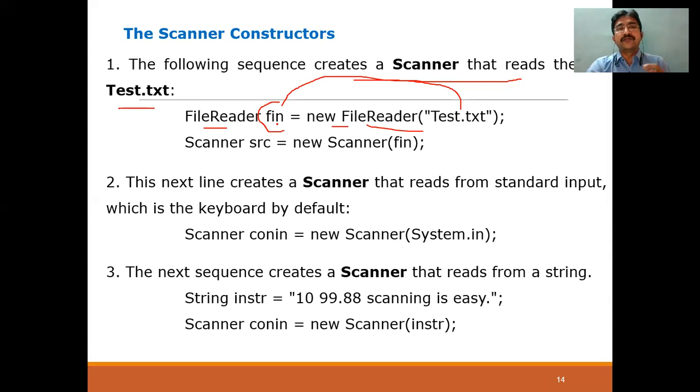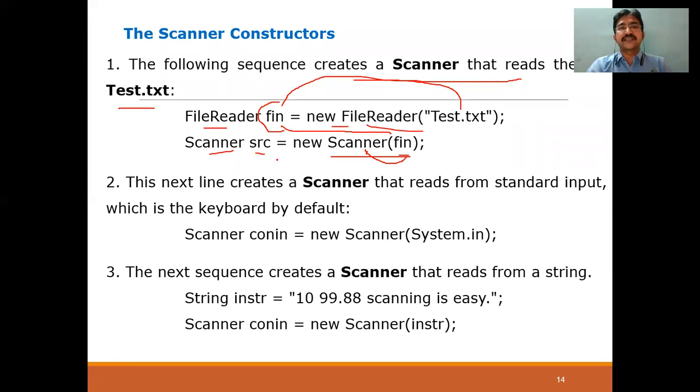Now we read the input with the help of Scanner. FileReader will only read the file name. That's all. It will not read the content of the file. To read the content inside the file, we use the Scanner class. So we create an object src of the Scanner class and call the constructor. For this Scanner constructor, I pass the object pointing to the file test.txt. This fin is given to the Scanner, saying read the input from a file, and which file is taken care of by the fin object.